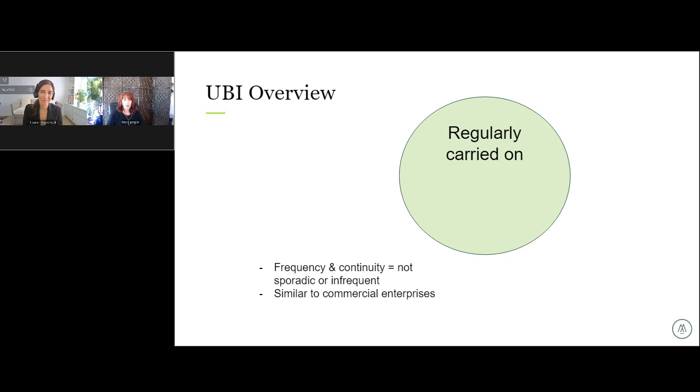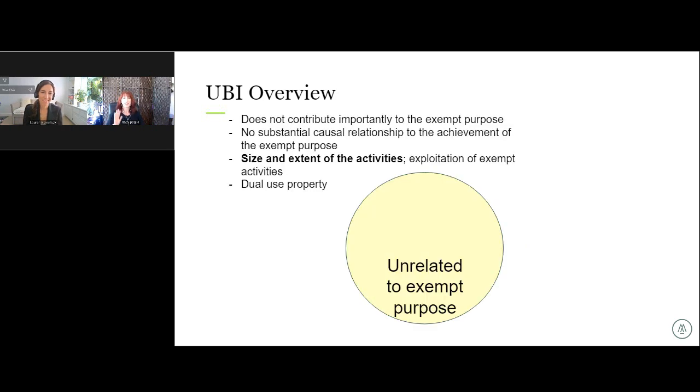The third leg of the stool is it's unrelated to your exempt purpose. And I love this factor because we use this one all the time to throw stuff out that you otherwise would think is unrelated business income. And the key piece is it does not contribute importantly to the exempt purpose, and there's no substantial causal relationship to the achievement of the exempt purpose. This is the activity itself, not the revenue, right? We're talking about the activity.